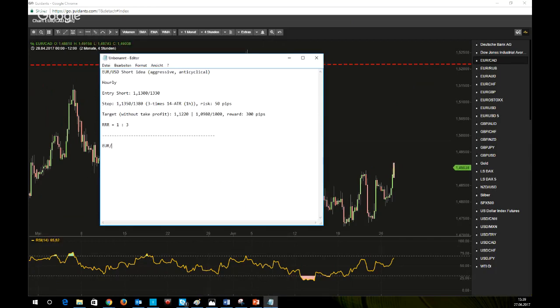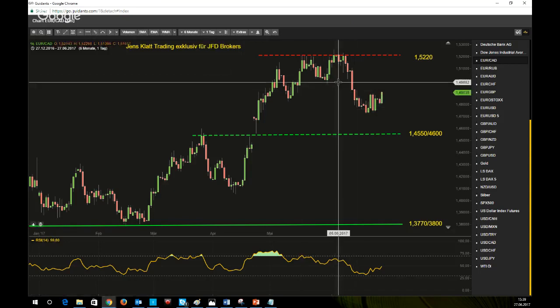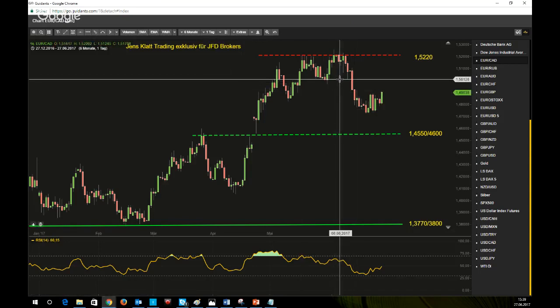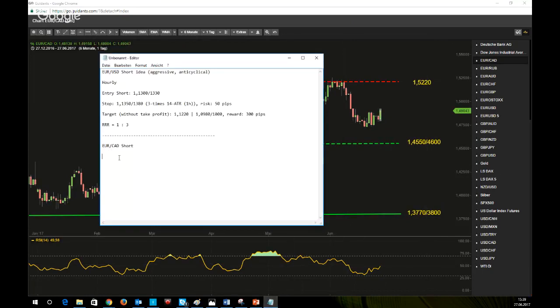So, Euro Canadian short. This is also on the hourly chart, even though we can also see this on the daily chart. This region is quite significant here, and the idea behind this is that we have a region against which we could short the Euro Canadian dollar.